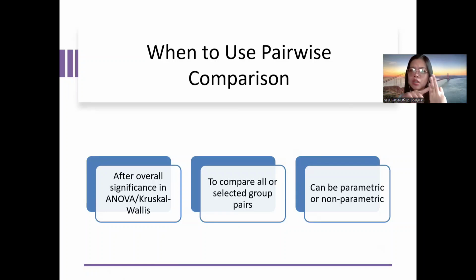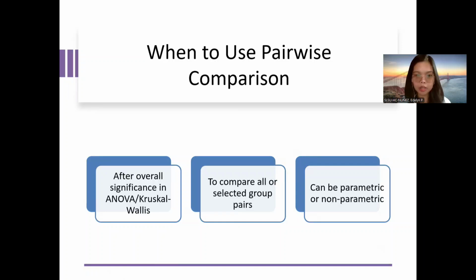But which among the three significantly differ from one another? So are the three of them different from one another or only two are different from the other one? So that's when we use pairwise comparison. We're trying to see which among the three are different from one another, or maybe all of them are different from one another. So that's when we use pairwise comparison.